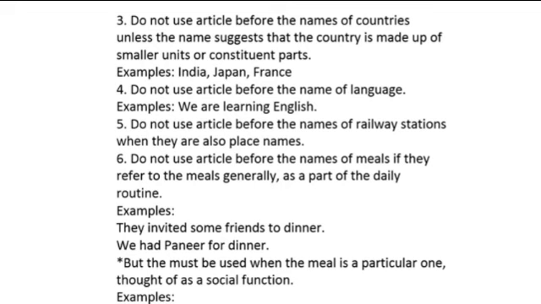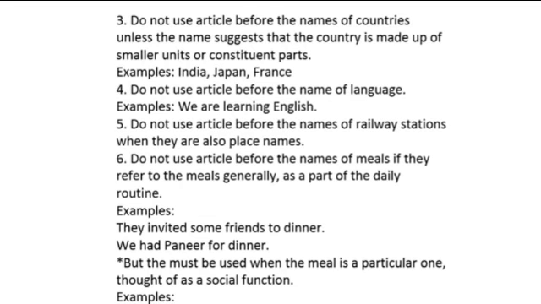Now the third rule. Do not use an article before the names of countries unless the name suggests that the country is made up of smaller units or constituent parts. This is what we discussed in the previous video. If it's a group of islands or group of states, we use the definite article "the," like the United States of America, the United Kingdom, right? Apart from that condition, before the names of countries, we do not use it. This rule again speaks about the proper noun rule. All the names of the countries are proper nouns, so before them we should not use an article. Before India, Japan, France, we need not use one.